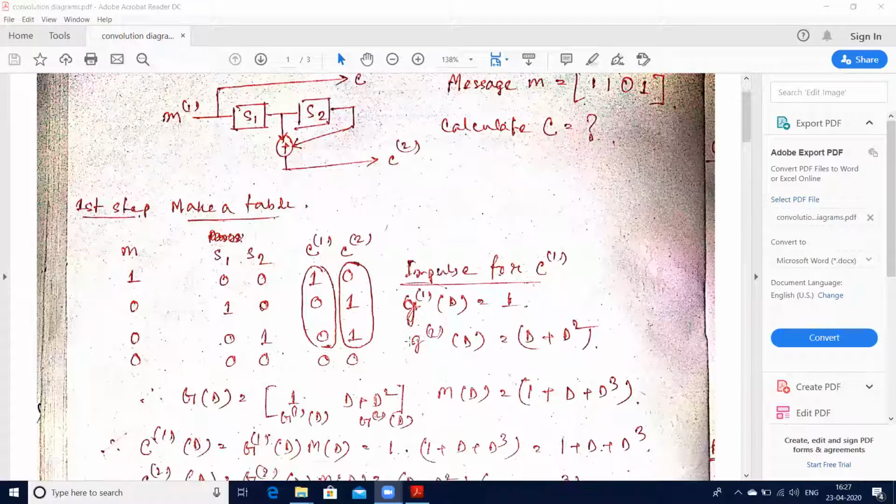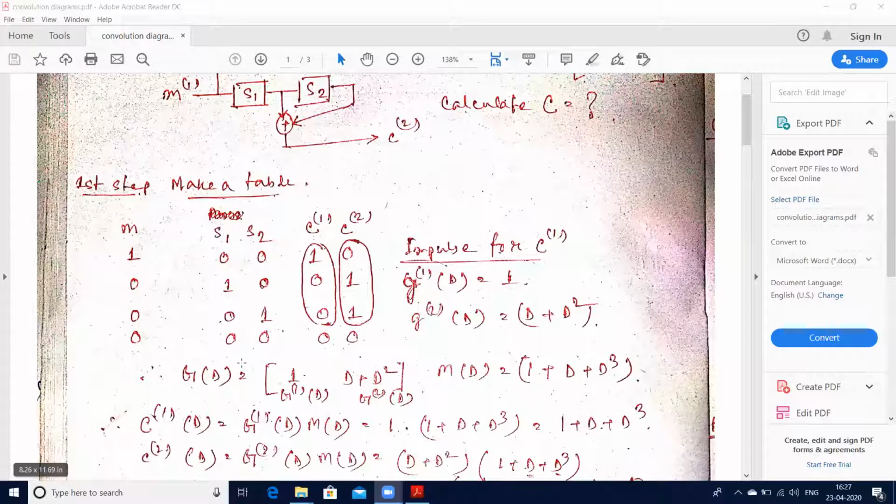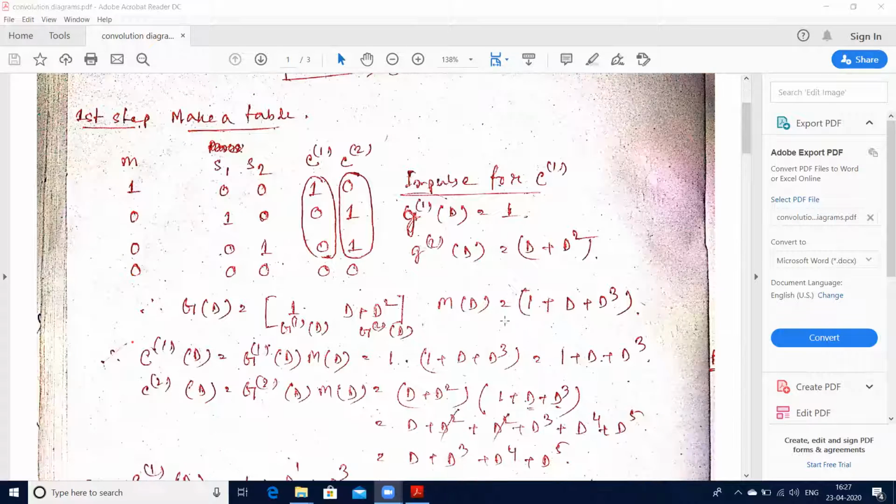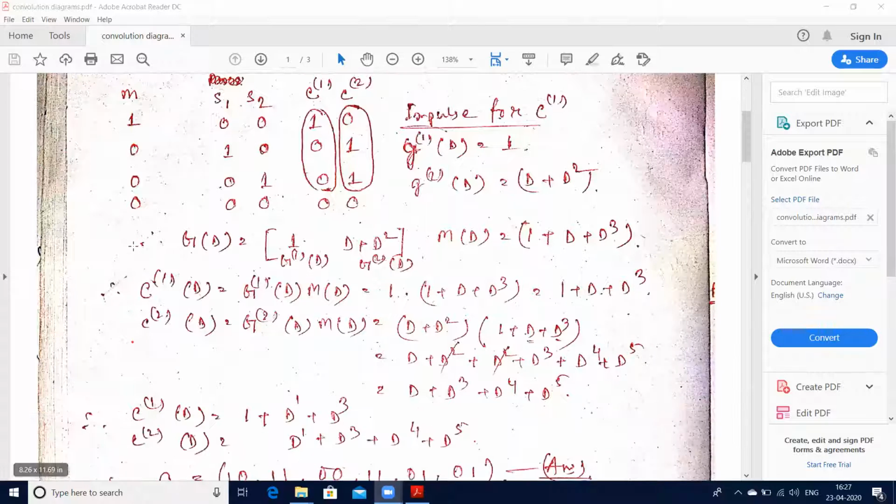Then you have to write the final impulse response as G1(D) and G2(D) side by side. So you have already converted the message to the D polynomial form. Then C1(D) and C2(D) are obtained by multiplying G1(D) with M(D), and G2(D) with M(D).